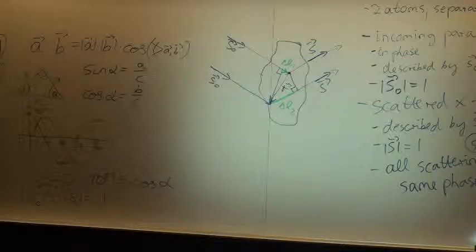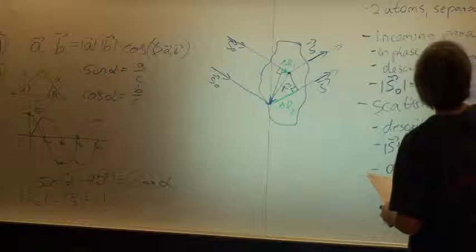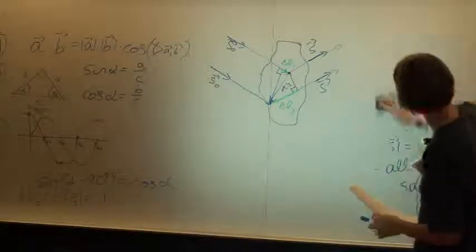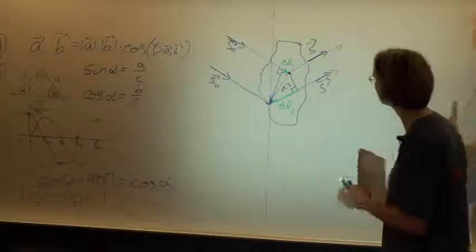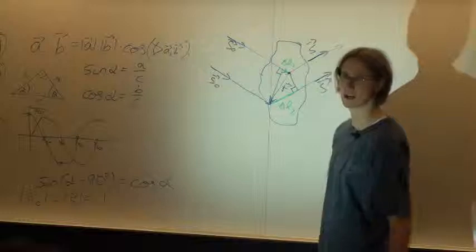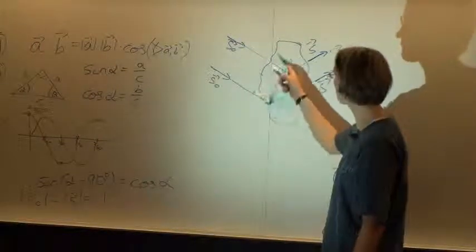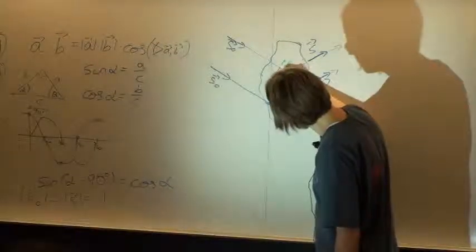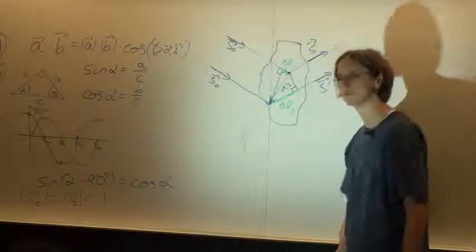Alright, so now let's try to figure out what those path differences actually are. So let's name some angles, right? What did we do for Bragg's law? We worked with the angle across from the path difference. Let's call that one beta.